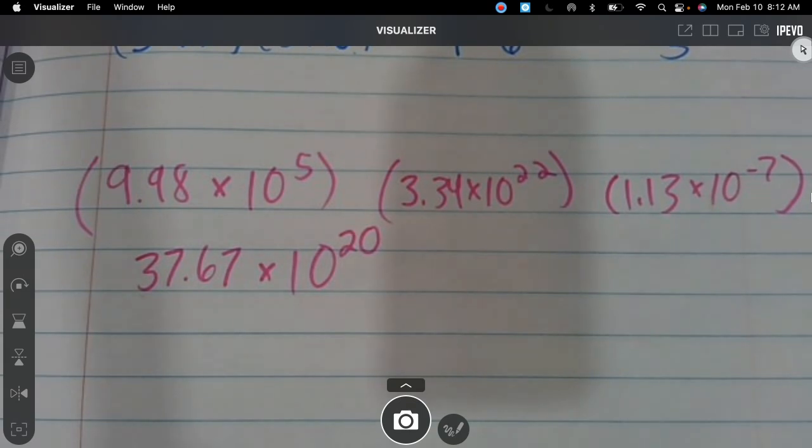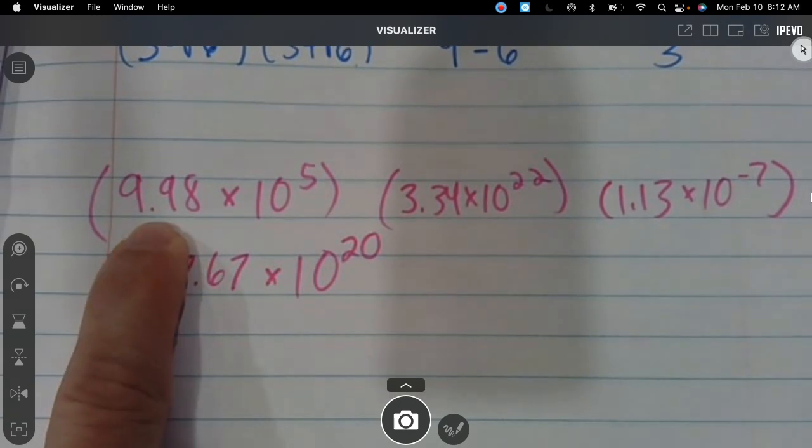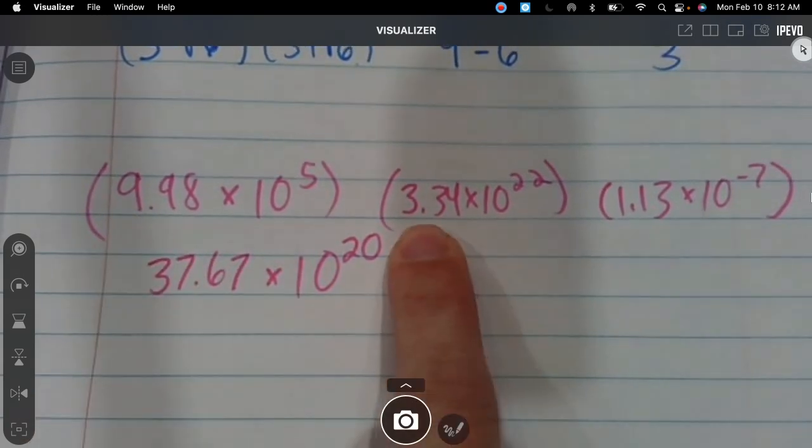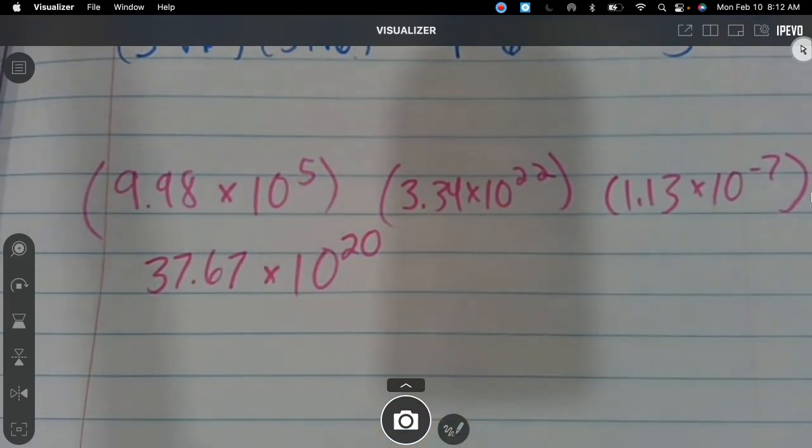Notice, how many numbers are in front of this decimal? 1. Here, 1. Here, 1. That's like a rule for scientific notation. How many numbers are supposed to be in front?